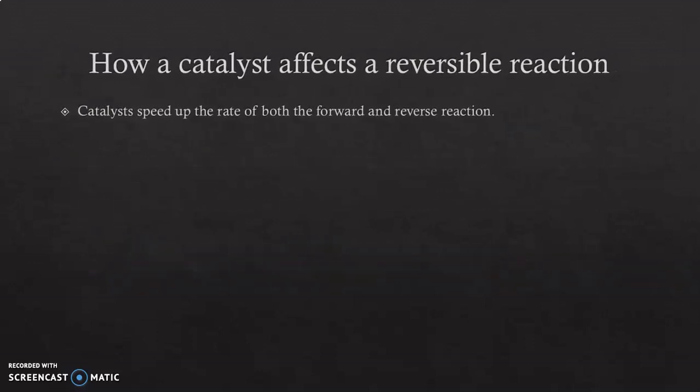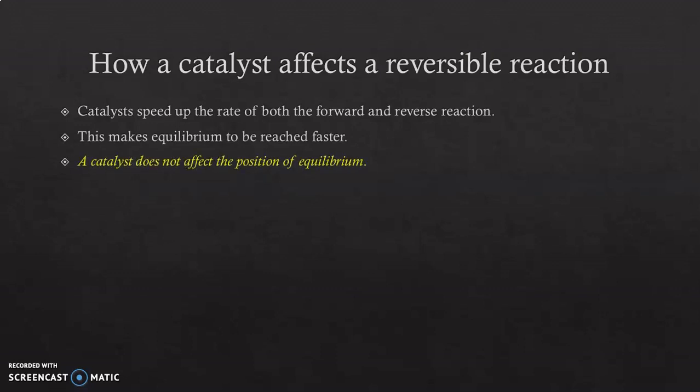Now, how does the catalyst affect a reversible reaction? Now, catalysts can speed up the rate of both the forward and reverse reactions. They speed up these rates by the same magnitude. Okay. Now, this makes equilibrium to be reached faster. Now, a catalyst does not affect the position of equilibrium. Neither does it change the value of the equilibrium constant.